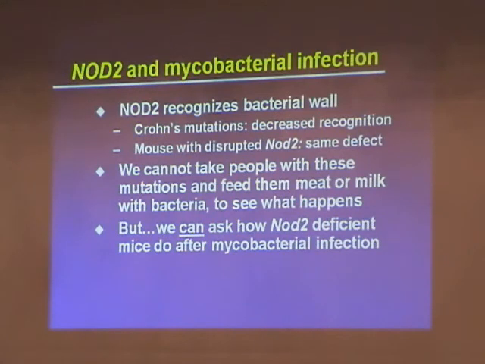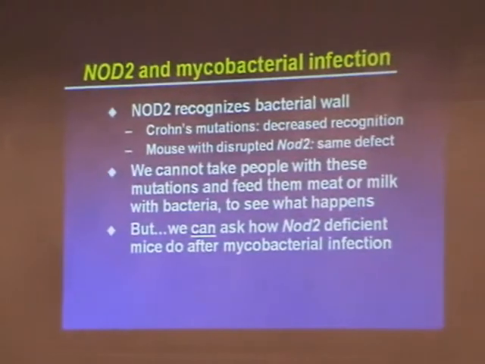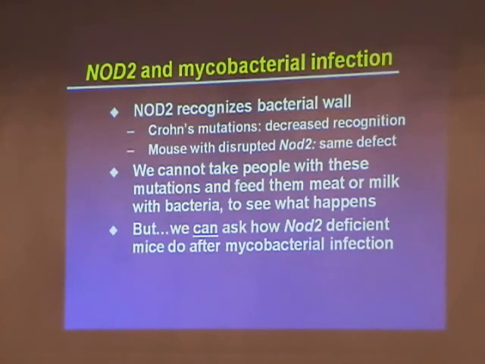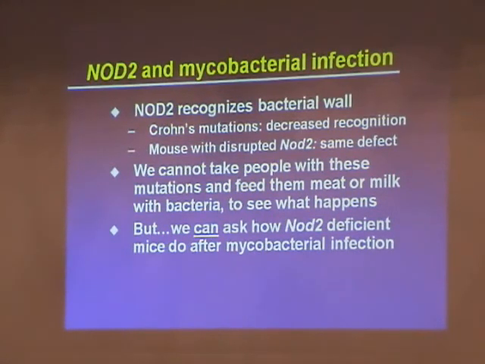Okay, so it turns out that if NOD2 recognizes the bacteria, and Crohn's mutations have decreased recognition, then if you go and obtain a mouse that is a NOD2 mutant, where somebody has used slick mouse engineering to knock out the mouse NOD2, that mouse has the same defect in recognizing bacteria. As I've told you, we cannot take people who have these mutations and feed them things and wait to see what happens, but we can take mice that have the mutation and see what happens. We can ask how do they feel about having a mycobacterial infection.